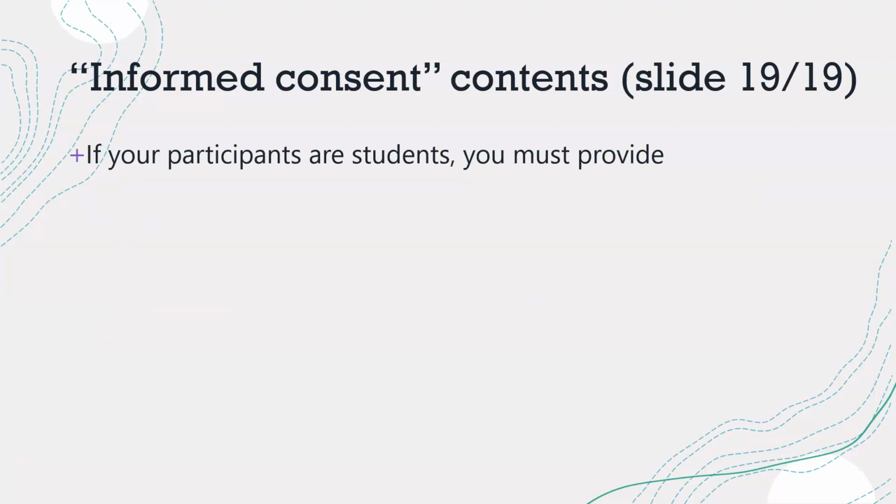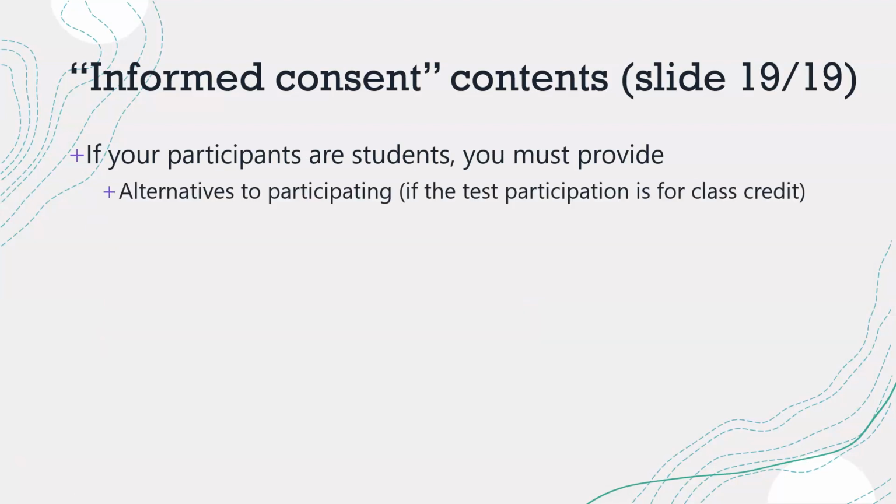If your participants in your research study are students, you have to provide alternatives to participating, especially if the participation is for class credit. You have to give them some other way out. They may not feel comfortable, they may not be physically able, they may not be mentally able, they may have a religious objection perhaps. Who knows what it is, but people have reasons for not participating. It could have a negative effect on their lives and their grades. So we can't coerce people into participating.